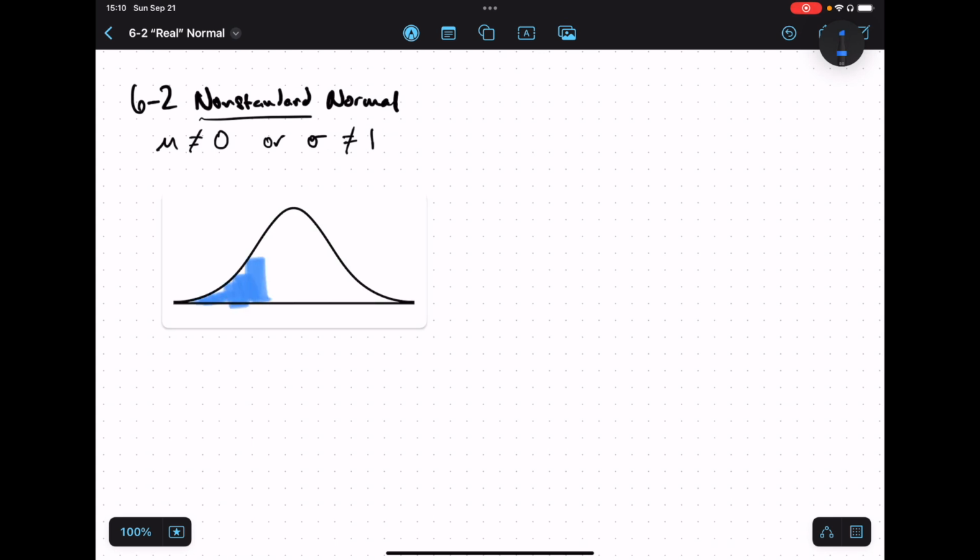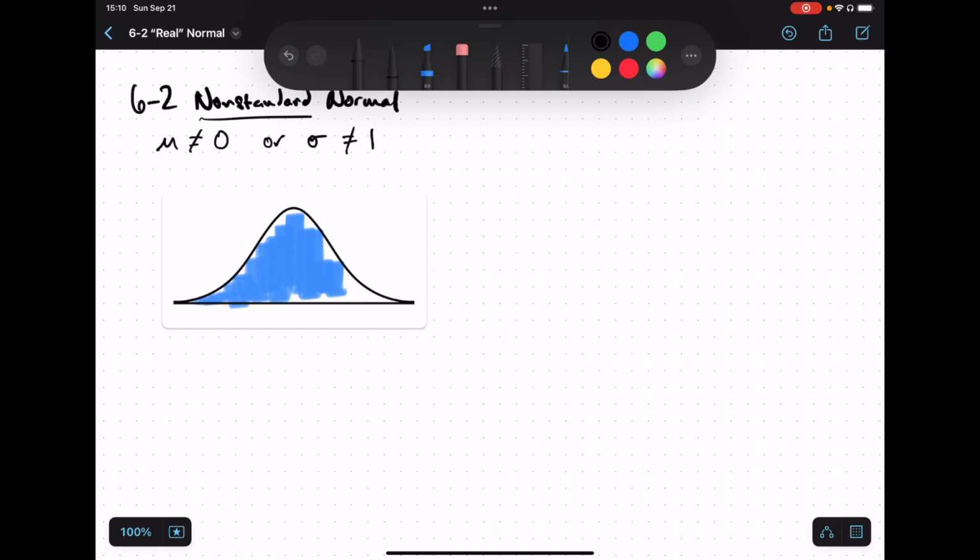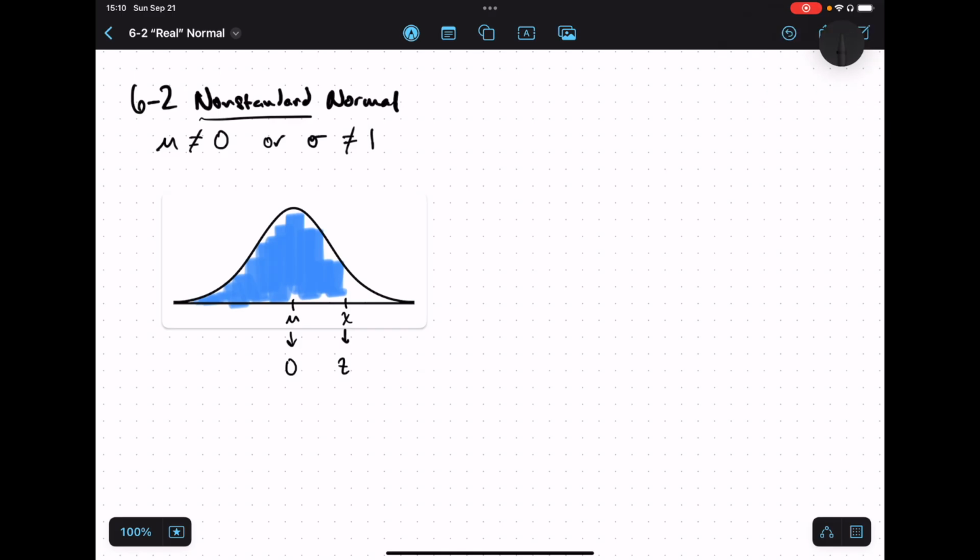So what we'll need to do to find probabilities under our non-standard normal curve will be to convert that population mean and our x values into 0 and a z value. Recall that z-scores are equal to our x value minus that population mean divided by standard deviation. So a z-score, in a way, describes how many standard deviations a value falls away from the mean.